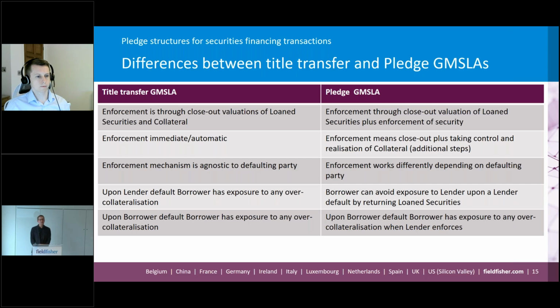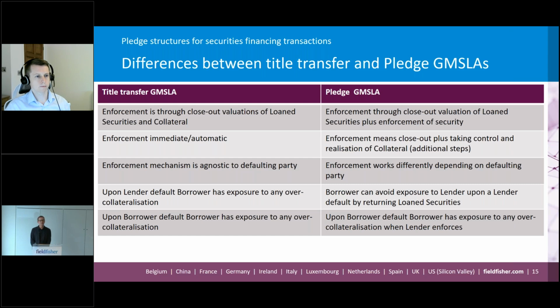So in the GMSLA, being a two-way document, the enforcement mechanism is agnostic as to who's the defaulting party, whether it's borrower or lender. It works the same in both directions, albeit to favour the non-defaulting party, but the non-defaulting party could be borrower or lender. Now you could have a defaulting party in a pledge structure that's the borrower or the lender, but the way the actual enforcement works is slightly asymmetric under the pledge GMSLA. And the way in which it's asymmetric is actually upon a lender default.